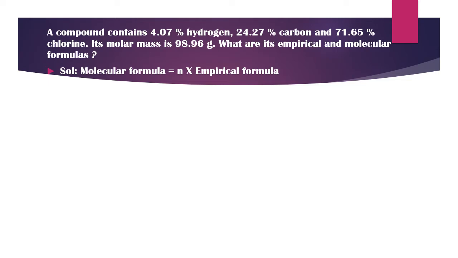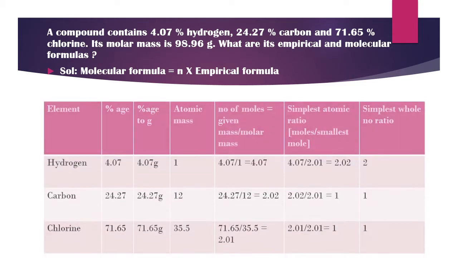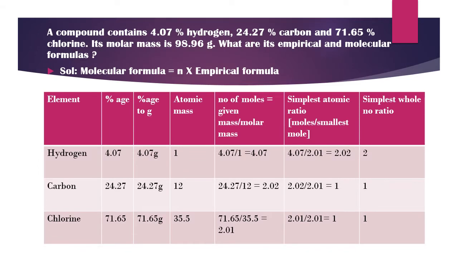Molecular formula is equal to n into empirical formula, where n is an integer. So first we need to calculate the empirical formula, then the integer. So once we multiply those two, we will get the molecular formula. Now the best and the easiest way to solve these numericals is by plotting this type of table.